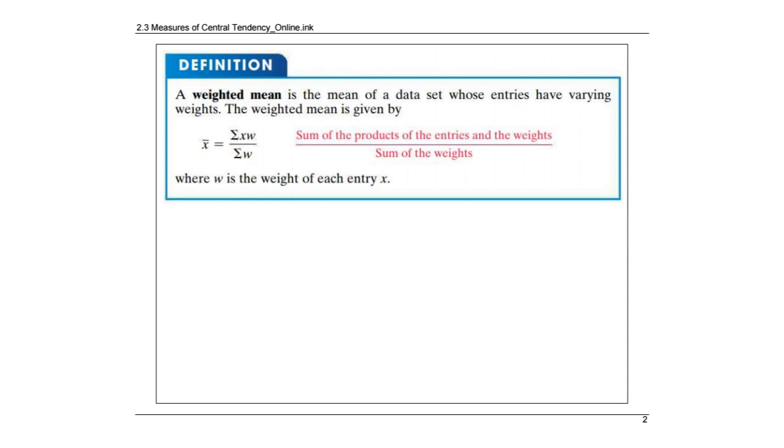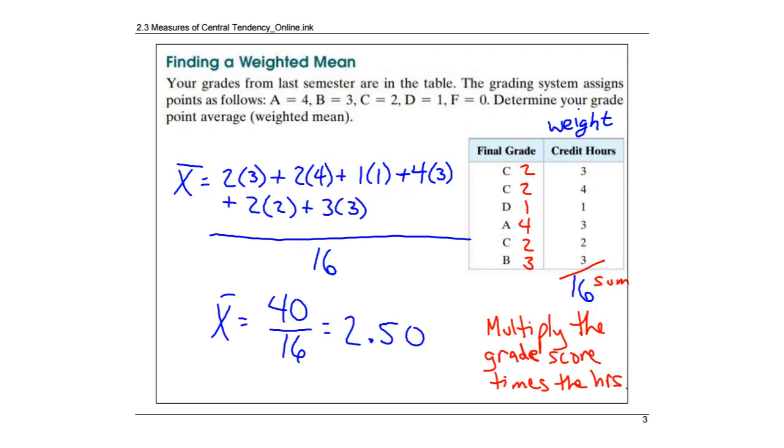So on the top, you're going to multiply the entries times their weights and add those up. And then on the bottom, you're going to add up the weights. So let's look at an example. Right, let's take a look at GPA.